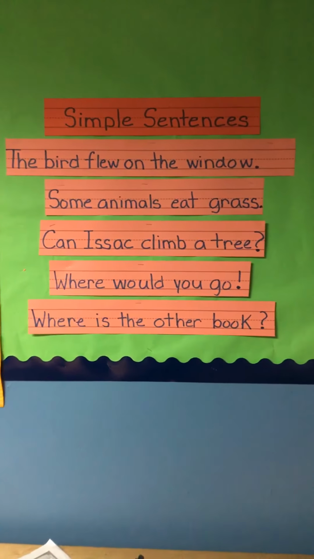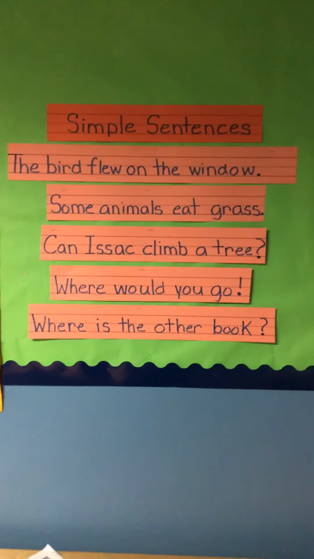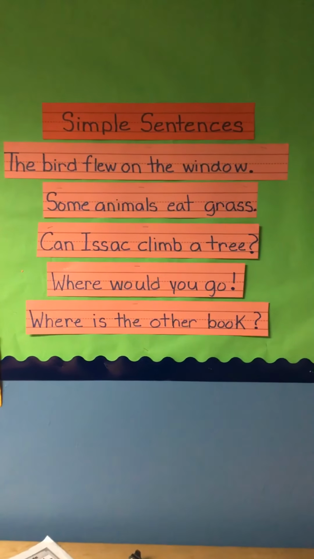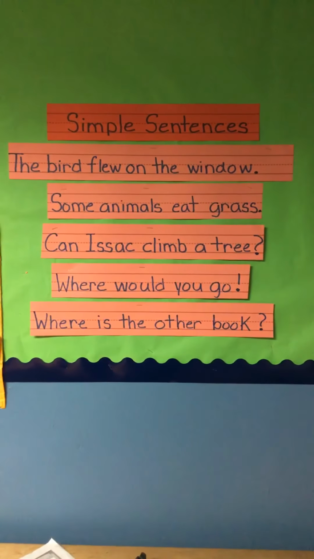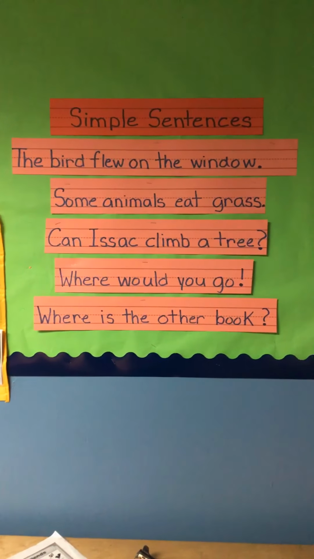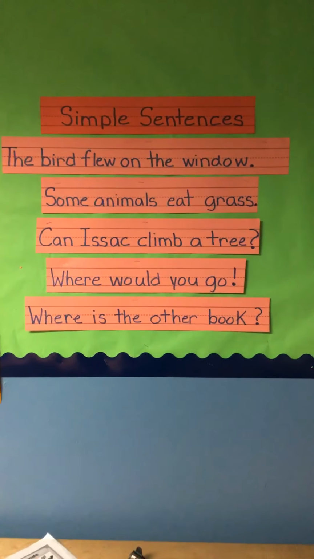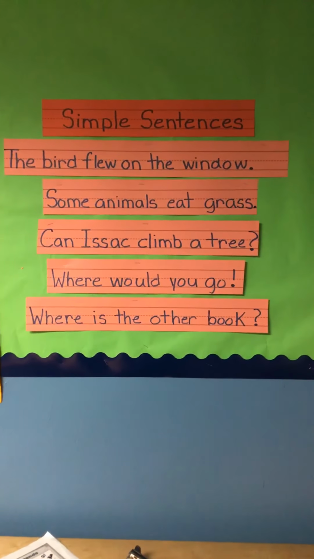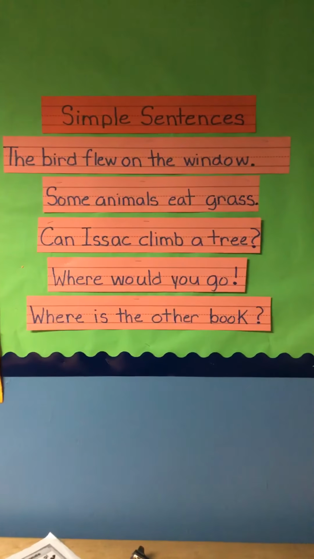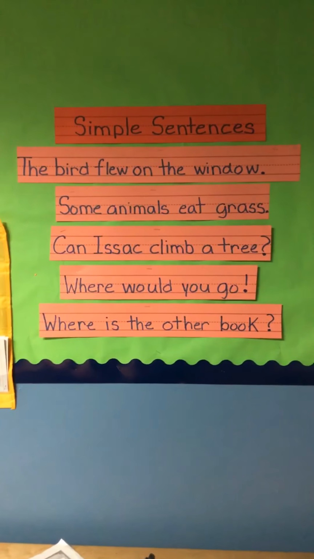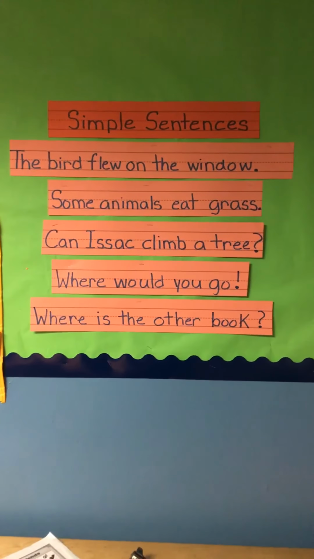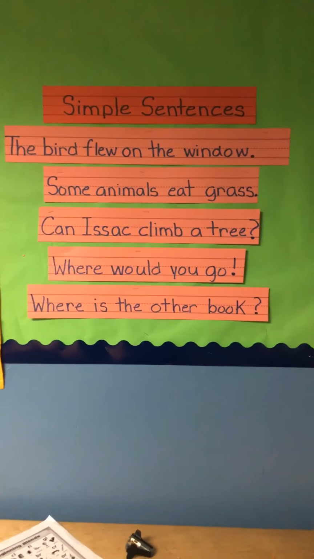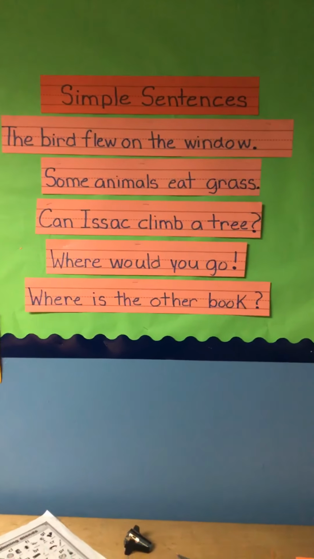Let's look at our simple sentences using our sight words. The bird flew on the window. Can you repeat that? The bird flew on the window. Now take a look at my conventions. There's a capital letter. And look at the ending of the sentence. What punctuation is that? Who remembers that? That's a period. That's correct. I know you would remember because we do grammar and punctuation every week.